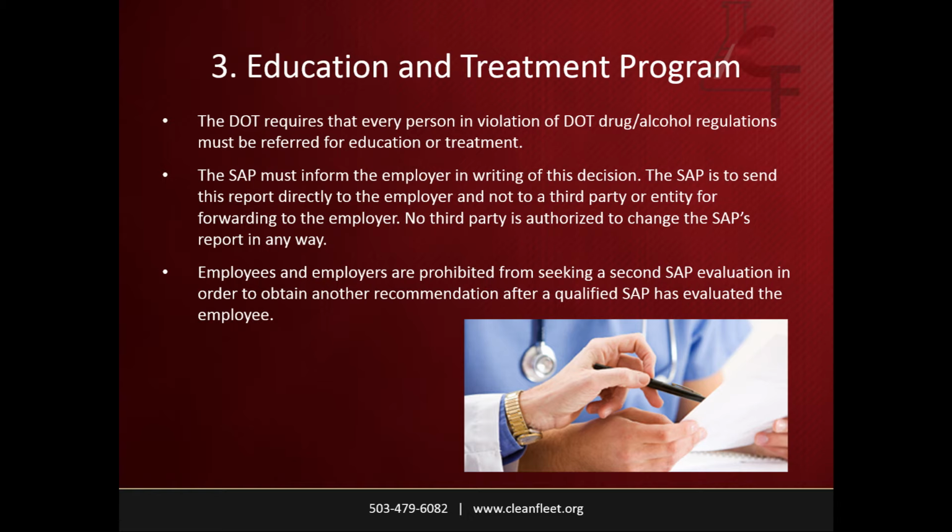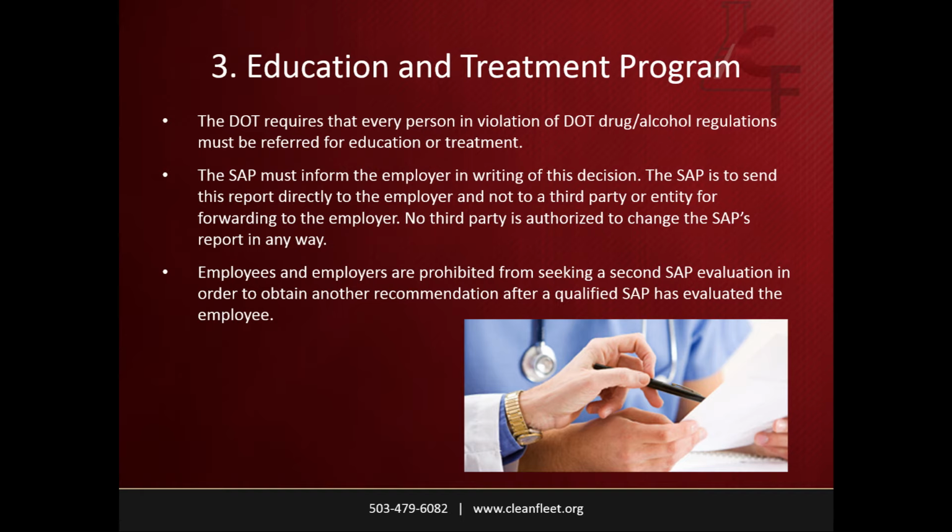Employees and employers are prohibited from seeking a second SAP evaluation. Once you've got that initial meeting in place and that initial evaluation, you can't go, oh, I don't like what I saw, I'm going to go find another SAP. I didn't like them, I'm going to go find another SAP professional. You're going to be stuck with them. You know, we don't want you to try to cheat the system, right? They're going to be that SAP throughout this whole process.